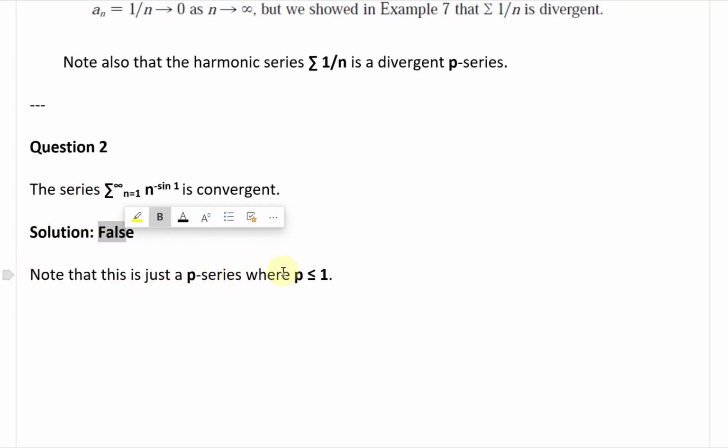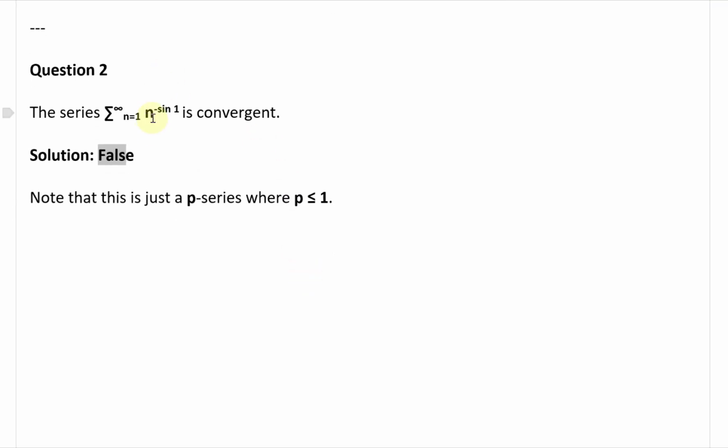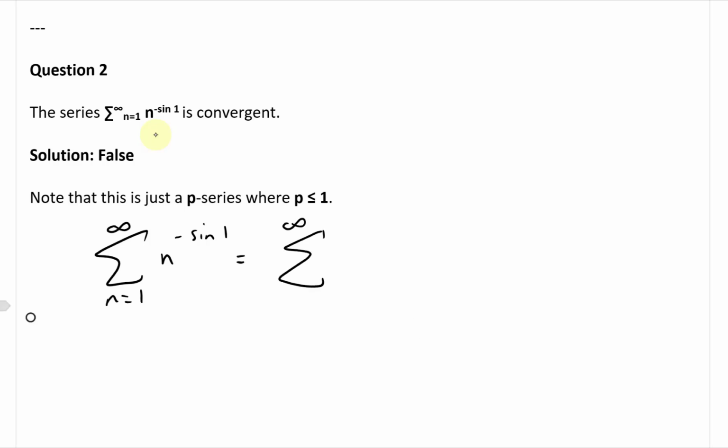Note that this is just a p-series where p is less than or equal to 1. And you could calculate that. But first, let's take a look at why this is a p-series. You could write this as the summation from n equals 1 to infinity of n to the power of negative sine 1. This equals, and you could invert that power, so get rid of that negative sign, the summation from n equals 1 to infinity of 1 over n to the positive sine 1. This is just what it means whenever you have a negative power like that. And this one right here is just p.